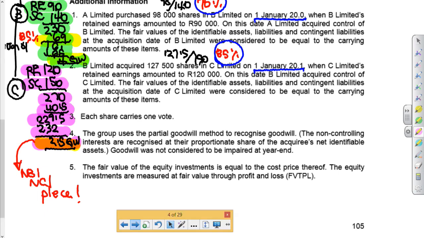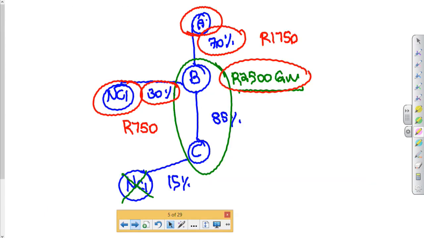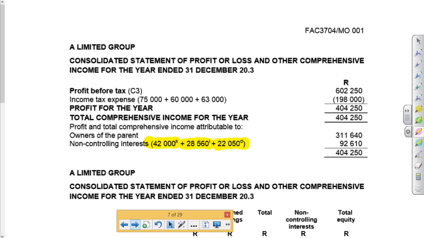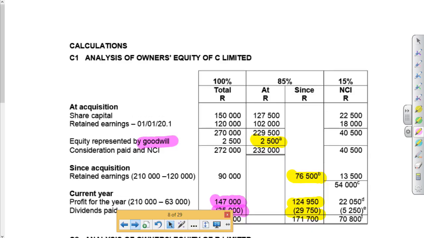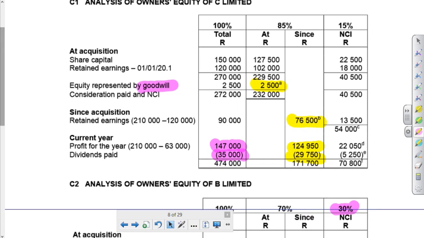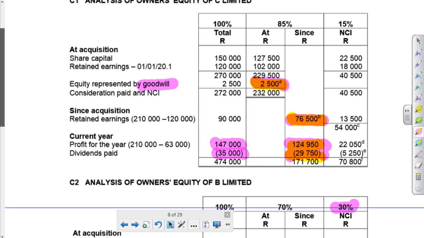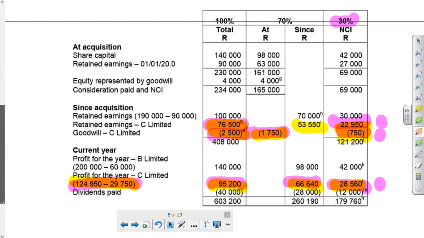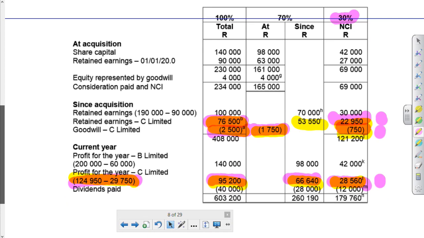Then I must remember to do the extra pieces of profit. Whatever profit arose in the underlying company, which in this case was these numbers, retained earnings since, current year profit, and dividend and goodwill. Whatever profits arose in the underlying company, the very bottom company, must come through, and I must give those extra pieces to that NCI, and these are just the extra pieces.